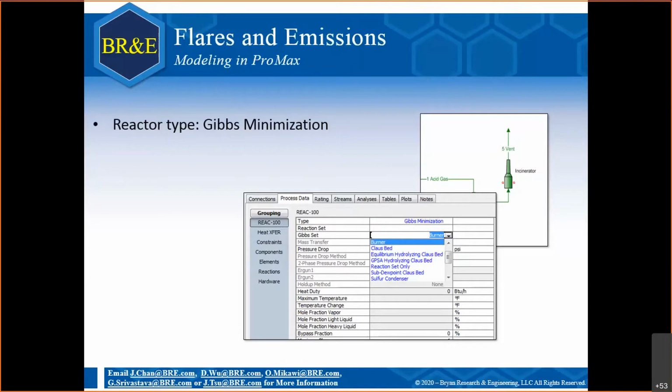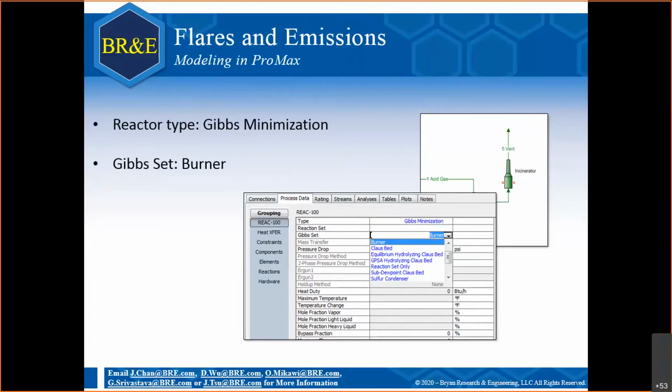As soon as I choose the type of reactor, ProMax will then ask me to choose a Gibbs set. And these Gibbs sets are just pre-configured reactors for common applications for this Gibbs minimization method. If you look at the figure on the slide, in the drop down, you can see that there are some reactors for your SRU being set up, things like your sulfur condensers and Claus beds. And when you model an incinerator in ProMax, you would use the Gibbs minimization type with the burner Gibbs set.